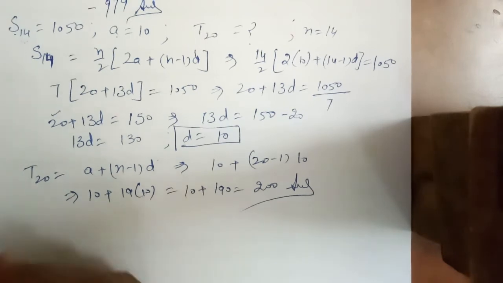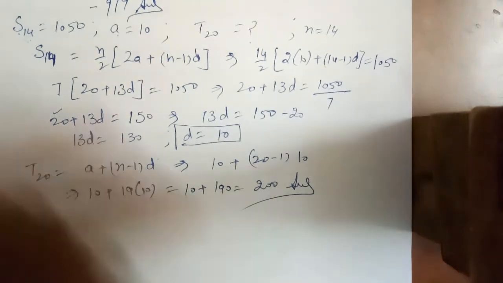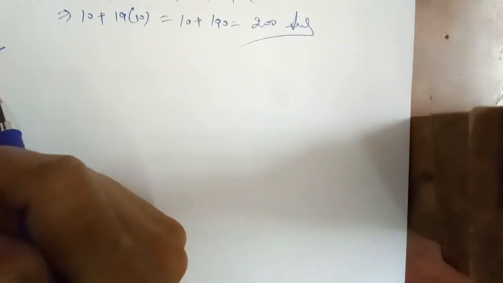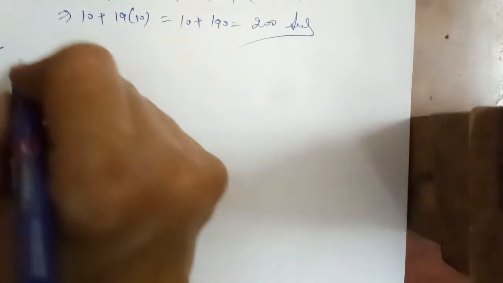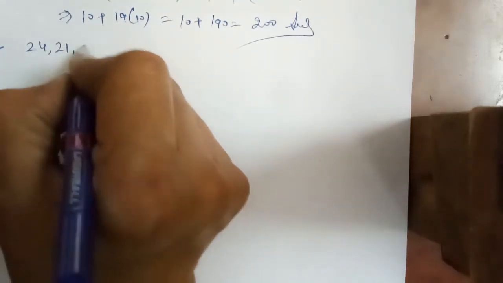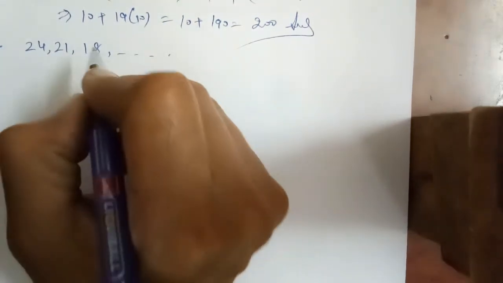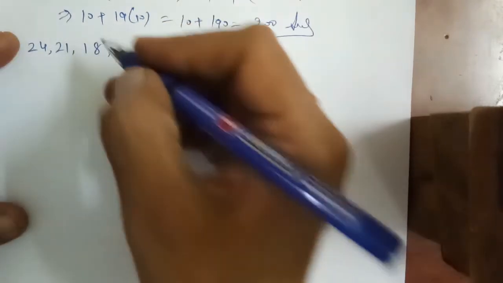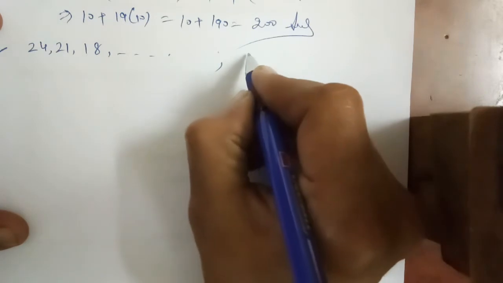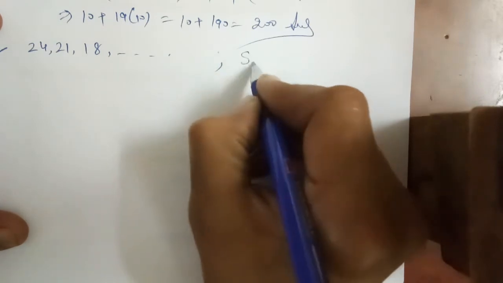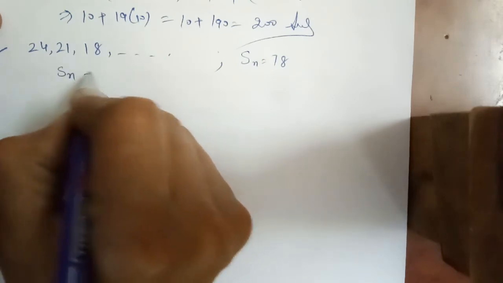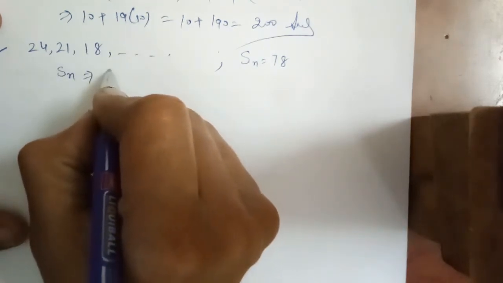Clear? And example number 13 is: how many terms of an AP must be taken so that their sum is 78? How many terms means we have to find the number of terms, n. The AP series given to us is 24, 21, 18, and so on. Sum is 78 means Sn is equal to 78. Now we have to adjust the formula. What is the formula of Sn?